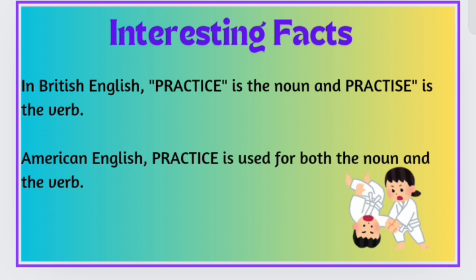Now in American English, there is a slight difference. Here, things are made much more easy and simple. P-R-A-C-T-I-C-E, practice, is used for both the noun and the verb. So in British English, the difference is made accordingly depending on the spelling. The word that ends with CE is used as a noun and the word that ends with SE is used as a verb. Whereas in American English, practice is the only word that is used and it is used for both the noun as well as the verb.